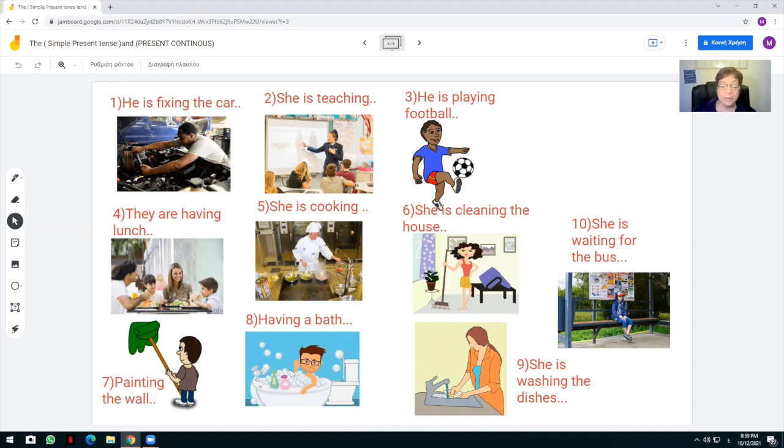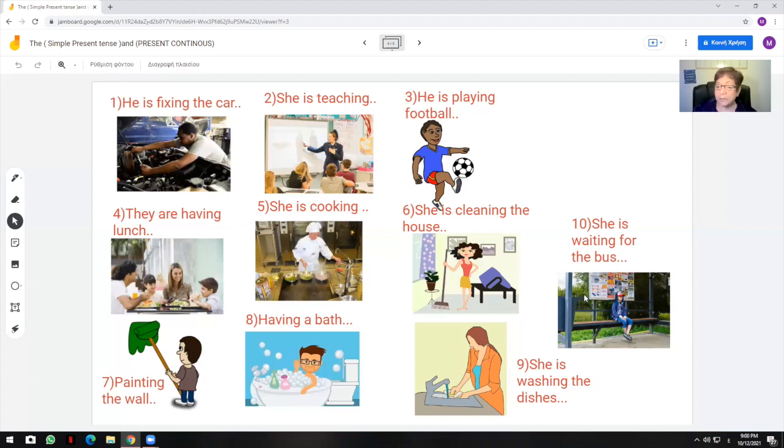Okay. And number 8, he is having a bath. There, this man is having a bath, بيستحمى. You say, I am having a bath. I am having a bath. He is having a bath. بيستحمى. And number 9, she is washing the dishes. She is washing the dishes. يعني بتغسل الأطباق الصحون.